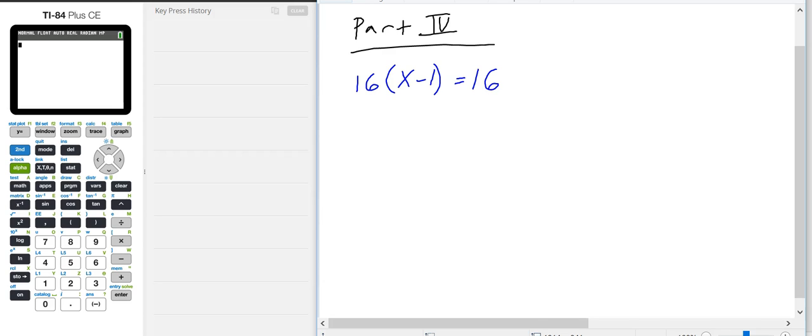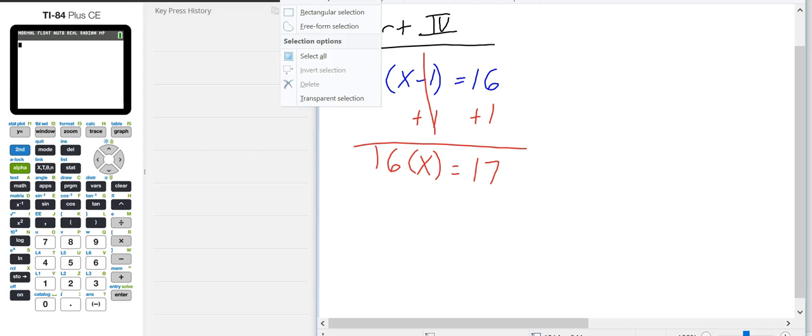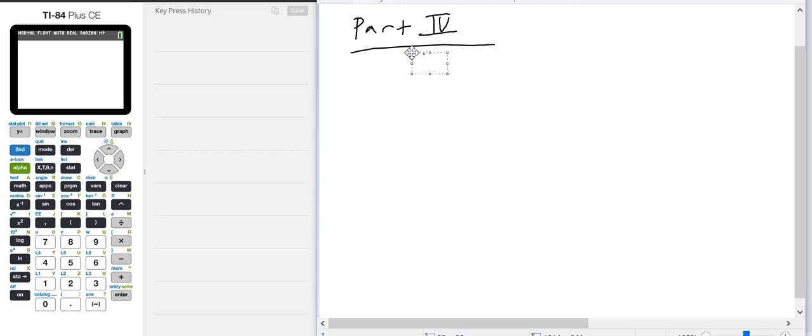You can't do plus 1 and plus 1, then get 16 times x is equal to 17, because these can't cancel out because the negative 1 is in the parentheses. So that's wrong. Let's take that away and start over. So let's rewrite the problem and do it correctly. 16 times x minus 1 is equal to 16.